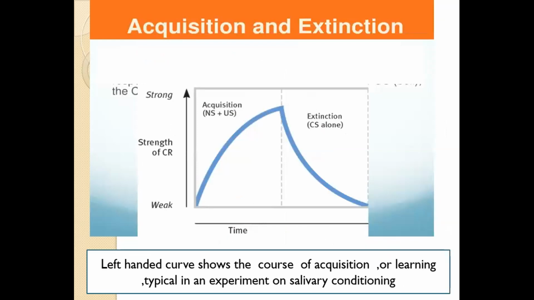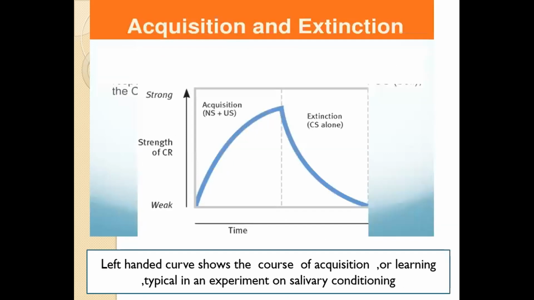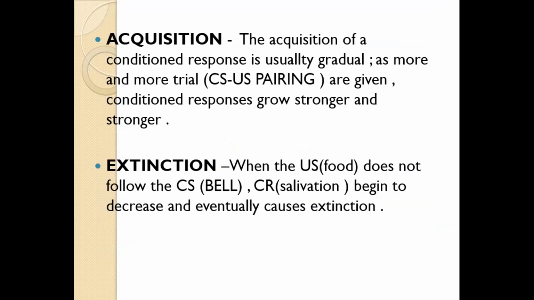Acquisition and extinction. This is the graph showing acquisition and extinction. What is acquisition? The acquisition of a conditioned response is usually gradual. As more and more trials, that is conditioned stimulus and unconditioned stimulus pairings, are given, the conditioned response grows stronger and stronger. As you can see from the graph, when there is a pairing of a neutral stimulus and unconditioned stimulus, the graph grows more and more strong. Extinction: when the unconditioned stimulus, food, does not follow a conditioned stimulus, then the conditioned response begins to decrease and eventually causes extinction.